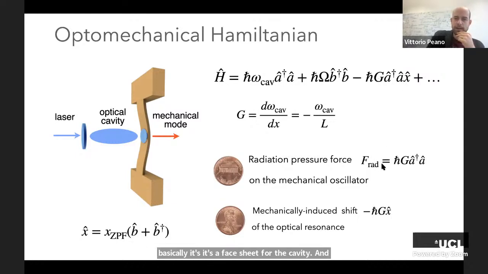Basically this term in the Hamiltonian will give us a force, and this force is the radiation pressure. So we have radiation pressure on the mechanical oscillator, and on the other side, we have a mechanically induced shift of the optical resonance. If I displace the mechanical oscillator, the cavity resonance will shift, and this in turn can change the light circulating inside the cavity.